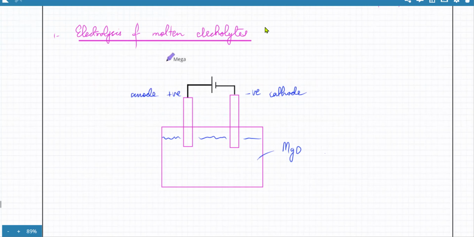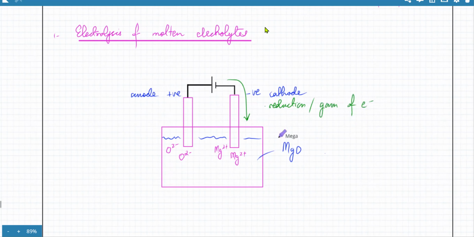So what happens is on the negative side, positive ions are attracted, so all the Mg2+ are going to get attracted to it, and all the O2- would be attracted to the positive one. Reduction happens at the cathode. The battery is sending electrons, so someone has to gain electrons. So at the cathode there is always a reduction, which is a gain of electrons.